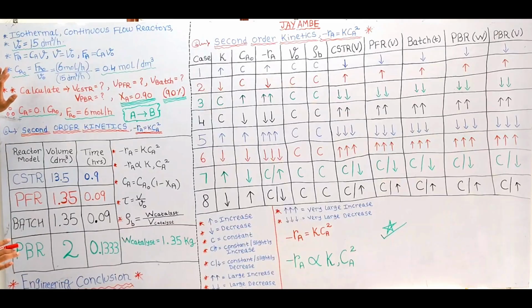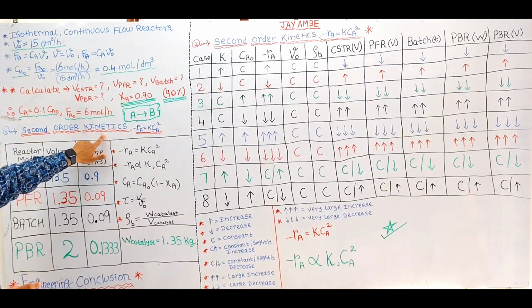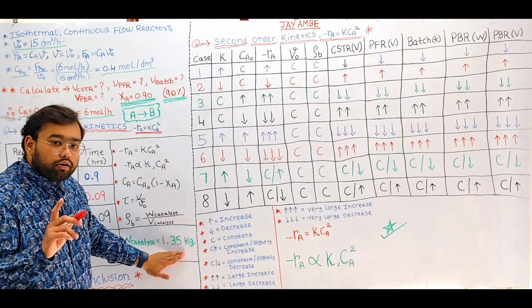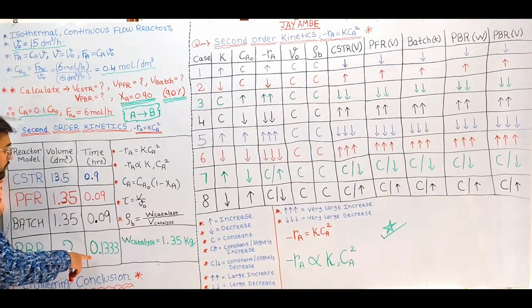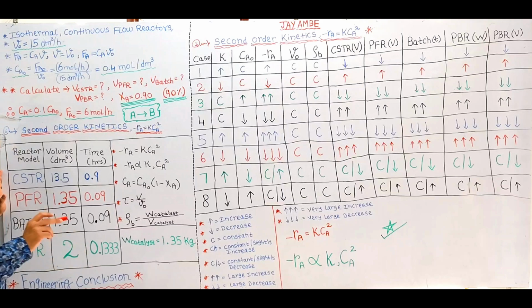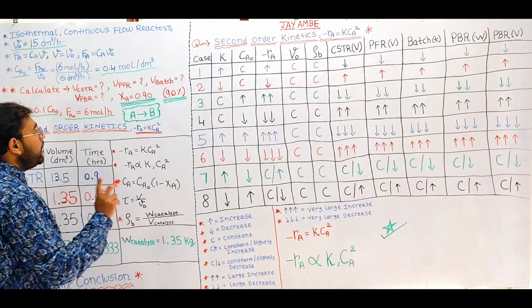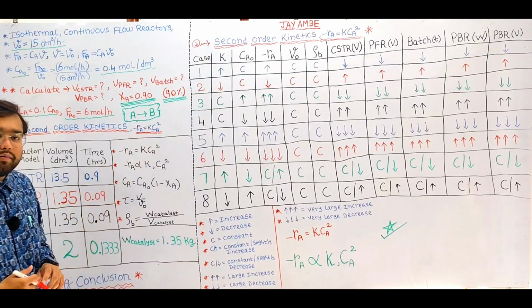Which means, by keeping all the operating parameters constant, now we are carrying the reaction in the packed reactor, and the reaction follows second order reaction kinetics. Then we required 1.35 kg weight of the catalyst. We required 2 cubic decimeter volume of the packed reactor and 0.1333 hours or 8 minutes of reaction time in order to achieve the desired conversion of 90%.